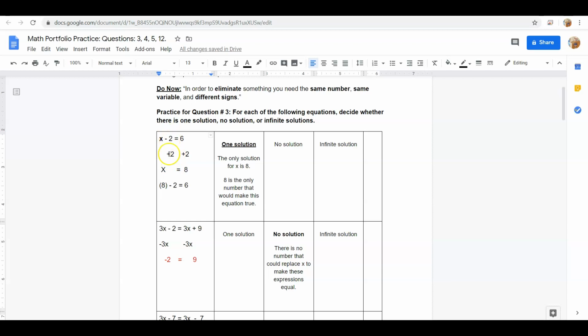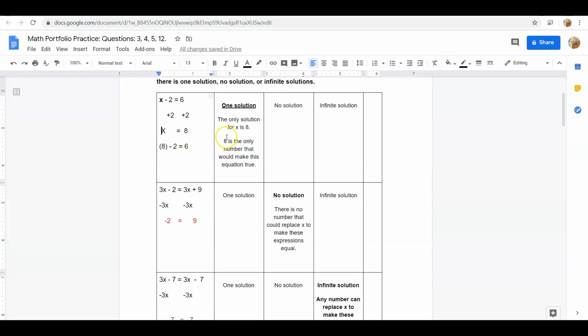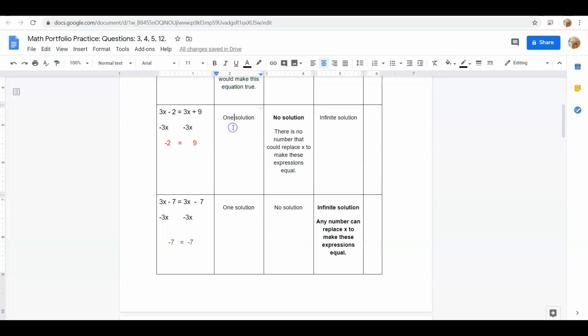It's going to equal 0. Now, I cannot just do this on the left side. I need to do it on the right side, which means I also add 2 to the right side. 6 plus 2 can combine to make 8. And my x drops down on the left side, so I have x equals 8. I checked it, and I realized that the only solution for x is 8, and 8 is the only number that would make this equation true. We look to the second one.